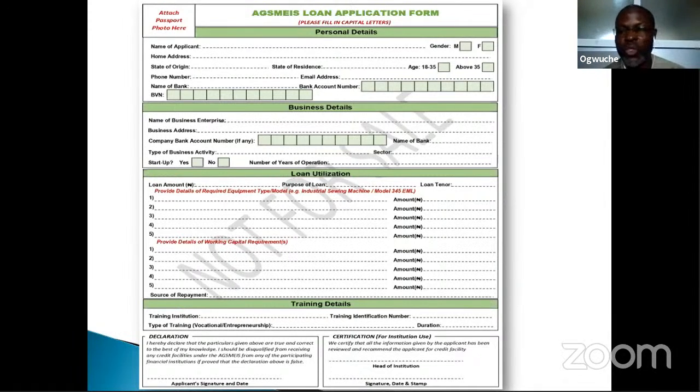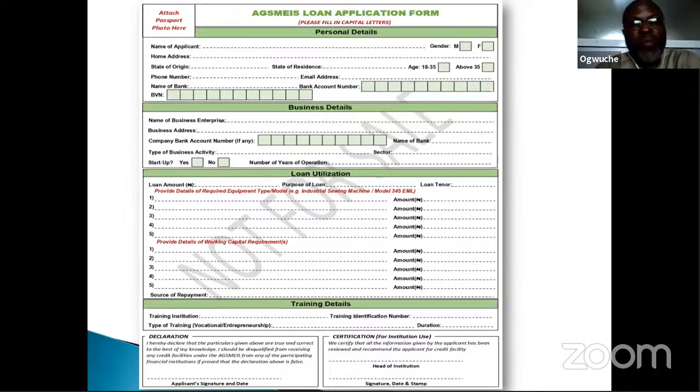Okay, in most instances we send the photocopied copies, but there are times, most of the ones that we send online to members, come out in these color codes. So let's look at this form closely now and try to break it down for members. They're divided into 4 sections. The first one is personal details. Then the second one, business details, then loan utilization and training. So we'll go through it section by section. Let's see how it goes.